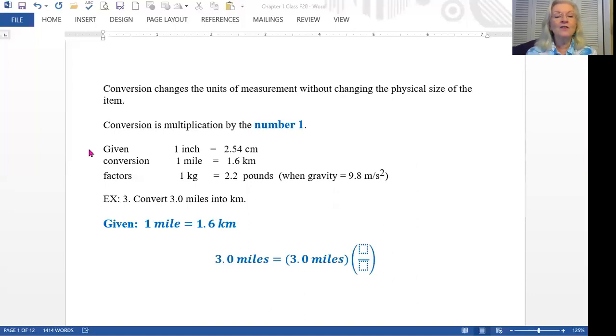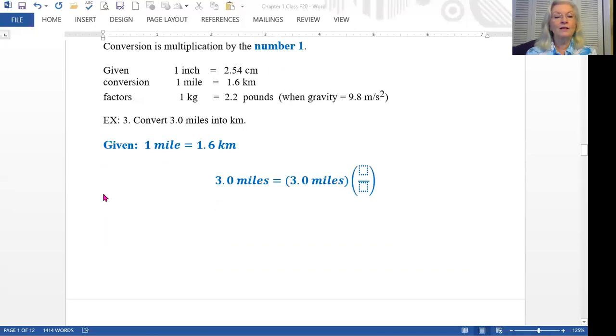So I will give you that 1 inch is 2.54 centimeters. I will give you that 1 mile is 1.6 kilometers. I will give you that 1 kilogram is 2.2 pounds. We'll talk about later why I say when gravity is 9.8. But you have to know the metric ones, the centimeters to meters, or grams to kilograms, or meters to kilometers. You have to know how to do those powers of 10.